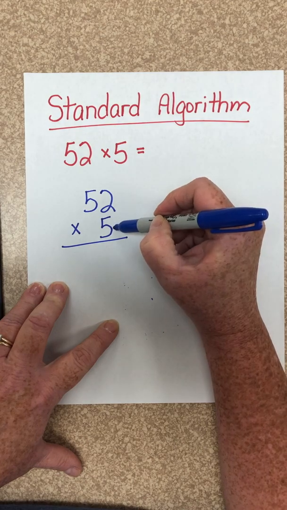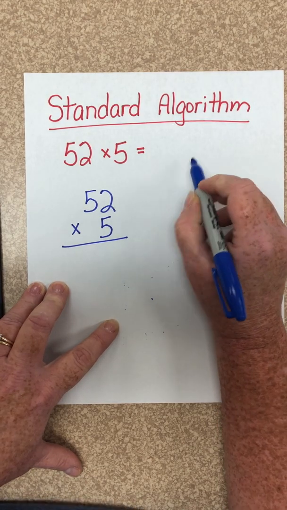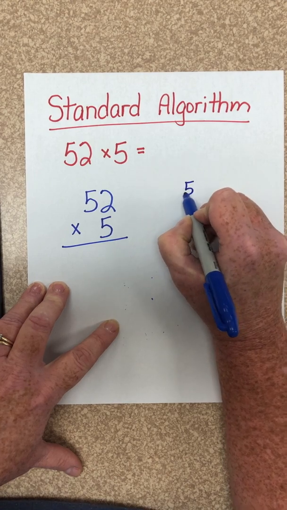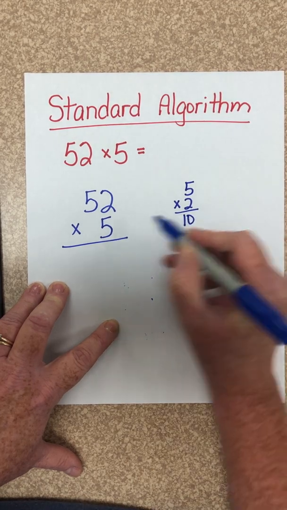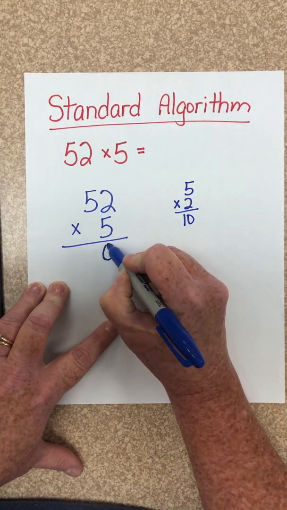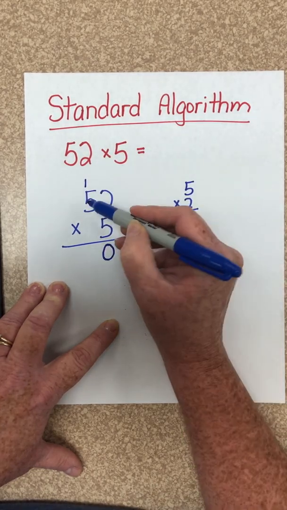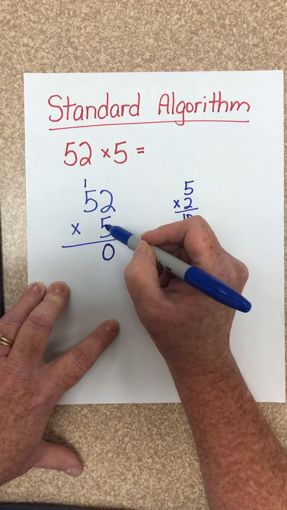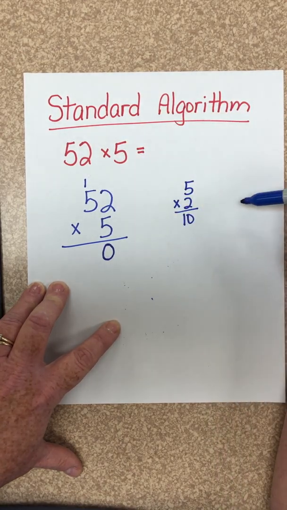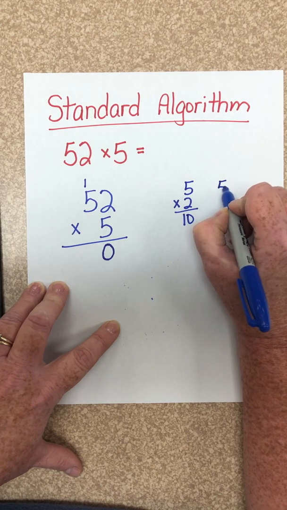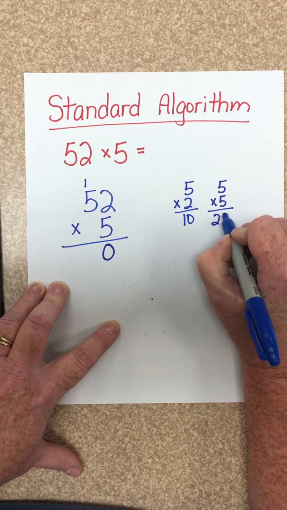We start with the 5 and multiply by 2. So over here, I'm just going to make a little note to help us remember. 5 times 2 is 10. So the 0 goes below this ones column, and the 1 gets carried to the tens column. Now we're going to do 5 times 5 plus 1. So over here, I'm just going to make a note to help me remember. 5 times 5 is 25.